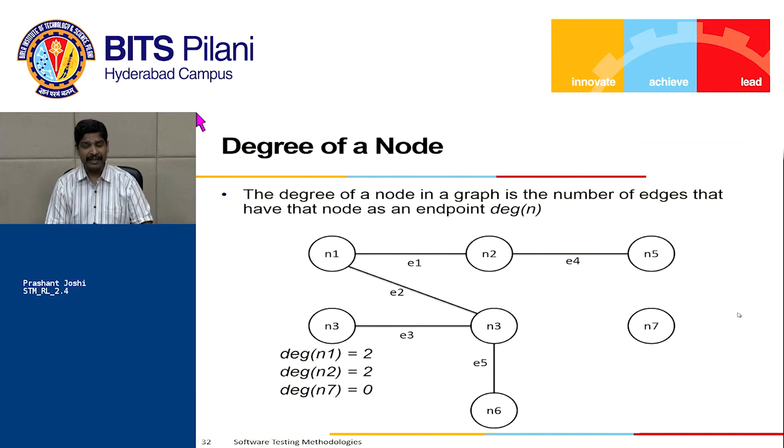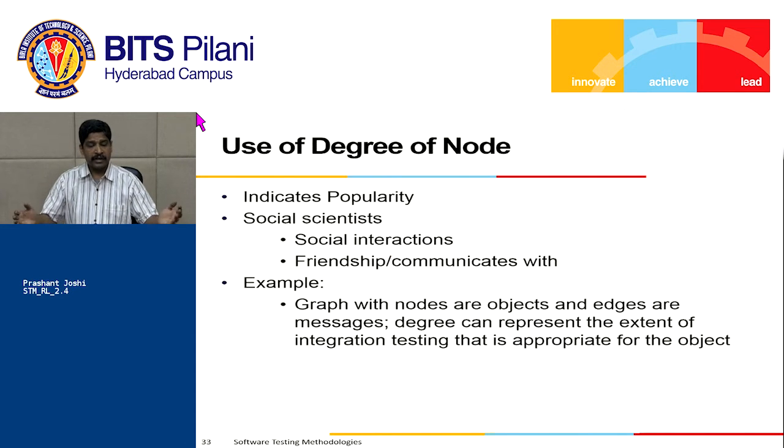There's a concept of degree of a node. So degree of N1 is 2. That is the connectedness. Degree of N2 is again 2. Degree of N7 is 0, an isolated fellow. And what this degree means is, degree indicates popularity. Social scientists use it for social interactions.